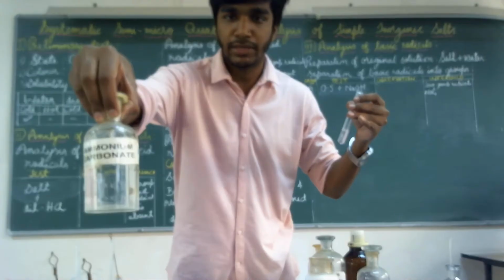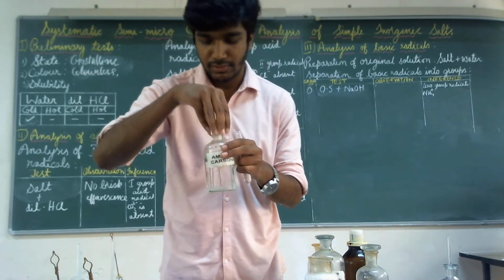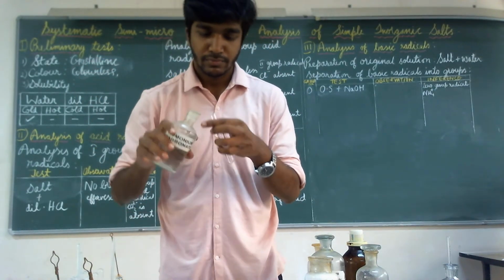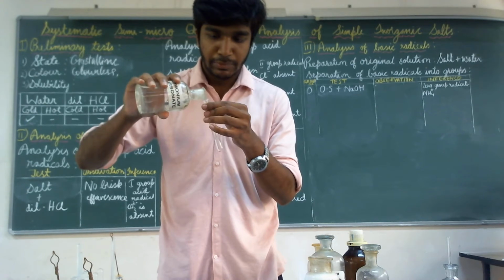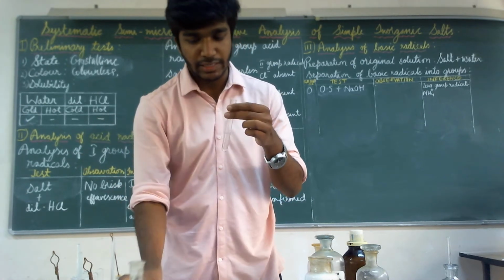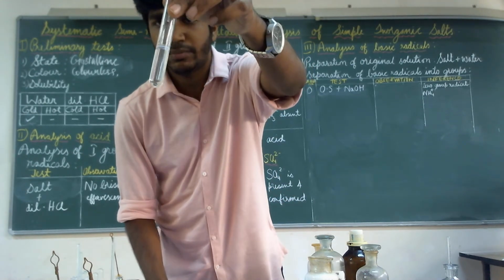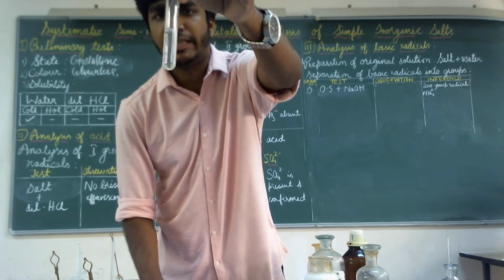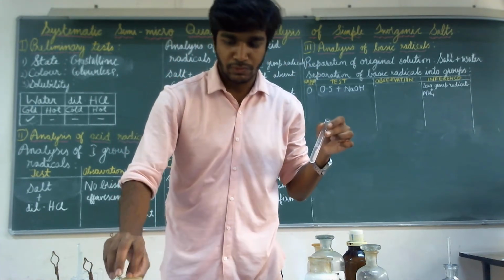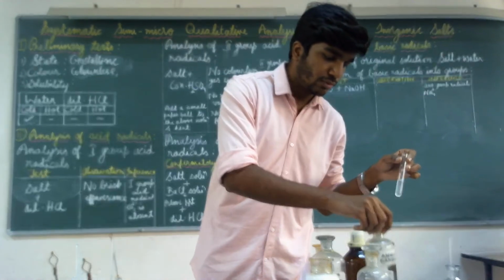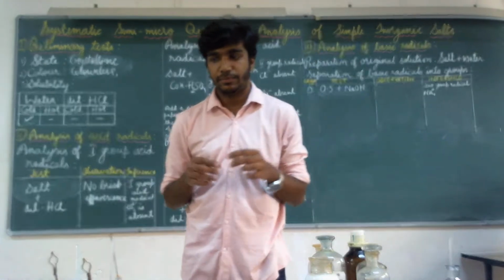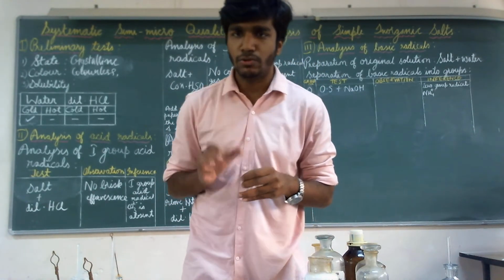So this is ammonium carbonate, add ammonium carbonate to this. If you are observing a white precipitate, it indicates 5th group basic radicals. As you can see, I did not get any white precipitate, which basically indicates there are no 5th group basic radicals, or 5th group basic radicals are absent.